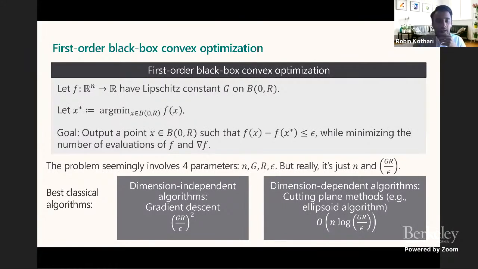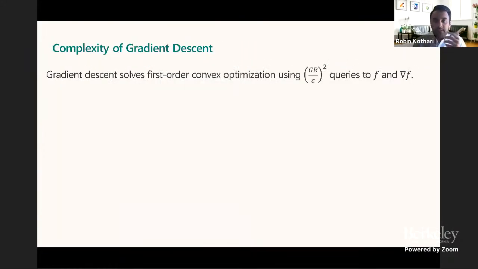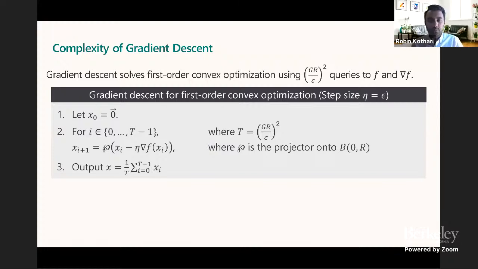Okay, good. As I said, gradient descent solves this problem that I formally stated with GR over epsilon squared queries. Just to be super explicit, I'll tell you what the algorithm is in this scenario. You're minimizing over this ball of radius R. You don't know anything about where the minimum is, so you might as well start at the origin, which is the center of this ball. Then you do the following iteration T times. You take the point that you're at, x_i, compute the gradient at that point, and subtract eta times the gradient from your point x_i. The step size eta is chosen to be epsilon.